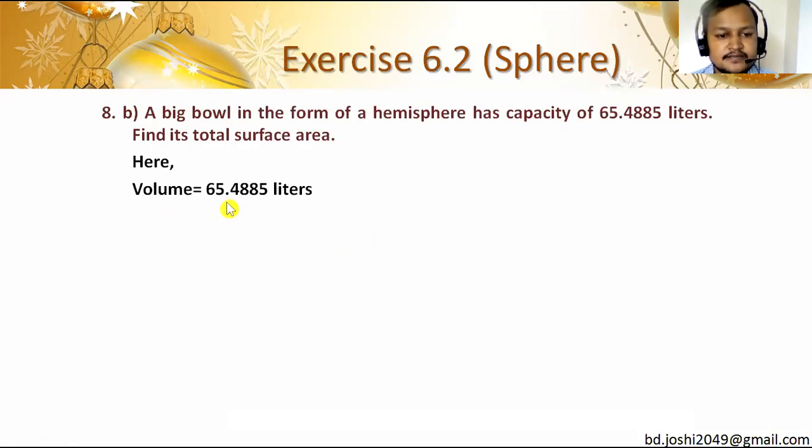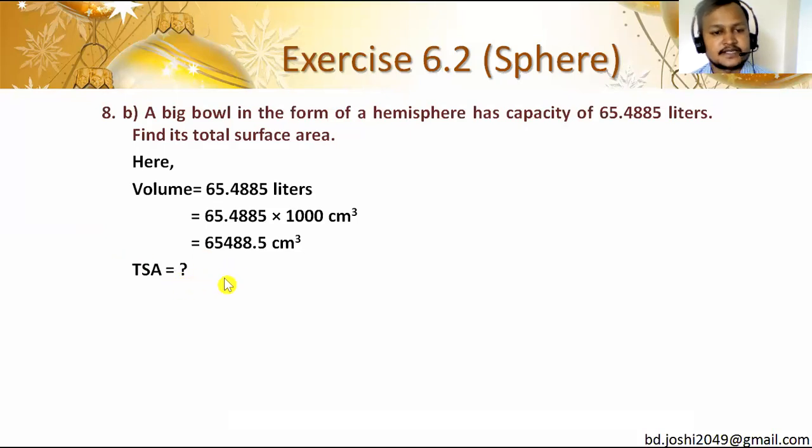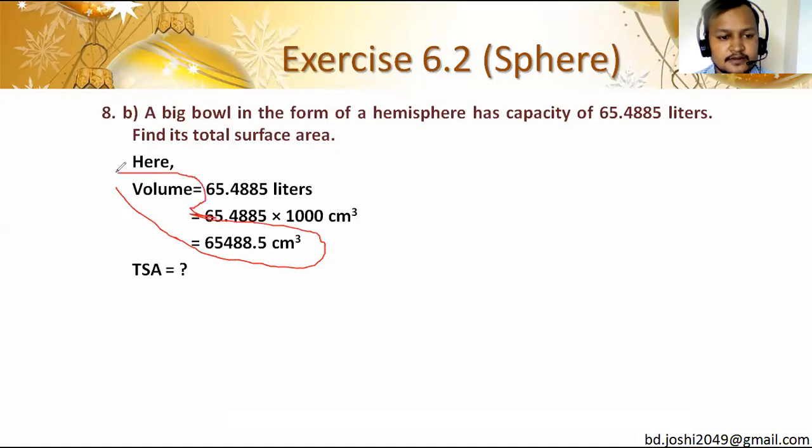Volume is equal to 65.4885 liters. To convert it into cubic centimeter, I multiplied it by 1000 and it becomes 65,488.5 cubic centimeter. We have to find out the total surface area. For that, at first use formula volume because we have volume here. We can't use any other formula.